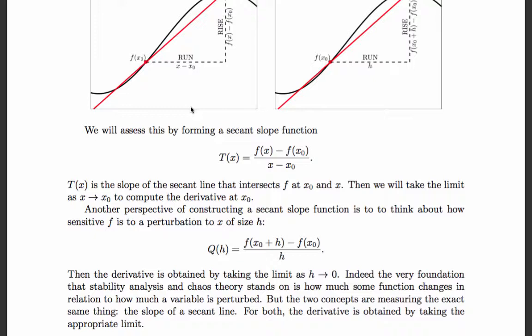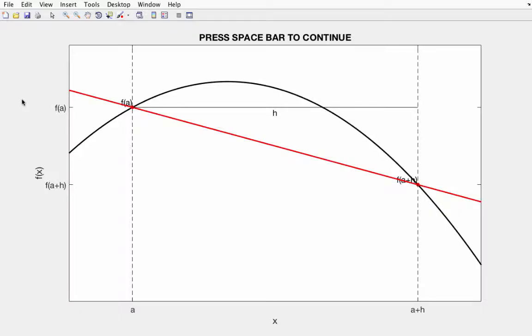Let's take a look at an animated version of this picture so we can make sure that we understand this idea of taking secant slopes and the limit as the width of the secant goes to 0. So here we have some function evaluated at a and a perturbation of a, that is a plus h, and we drew a secant line between the 2 points. Of course, here h is fairly large. We see how big it is. It goes from here to here. But what happens when you take the limit as h goes to 0?